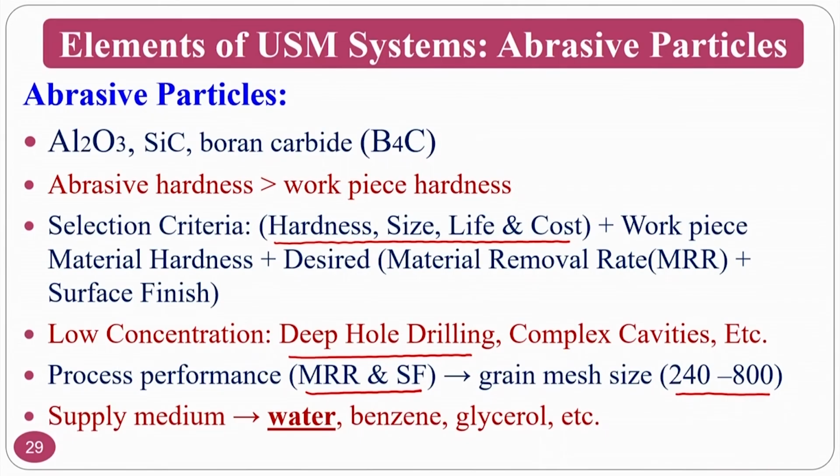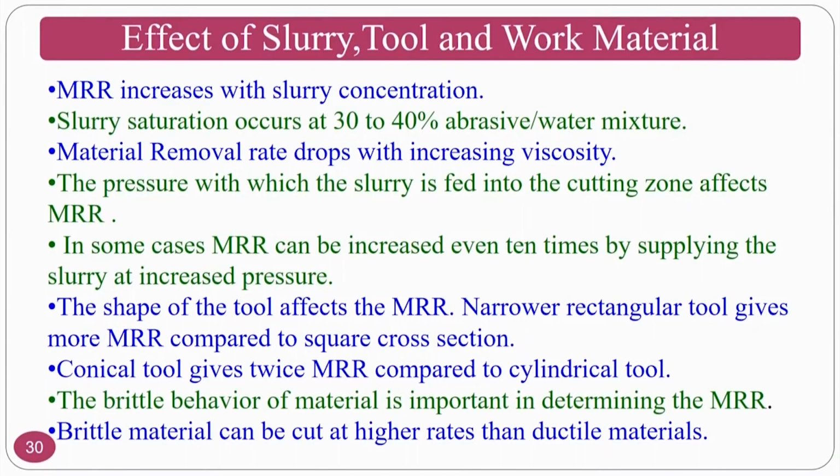Supply medium, or the carrier medium normally used, is water, benzene, glycerol and other things. Normally glycerol will be added in some of the magnetorheological fluids also to avoid the sedimentation of the abrasive particles and other things. So, effect of slurry, tool and workpiece material. Normally MRR, that is material removal rate, increases with respect to slurry concentration, that we will see in some of the graphs in terms of performance.